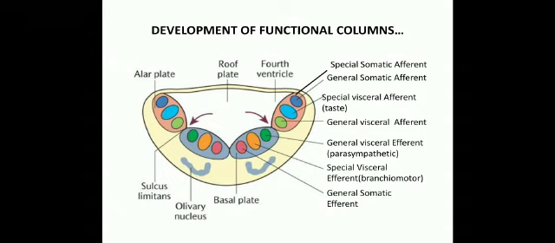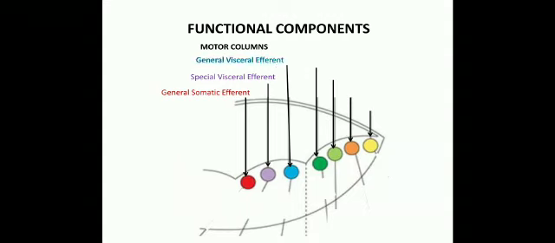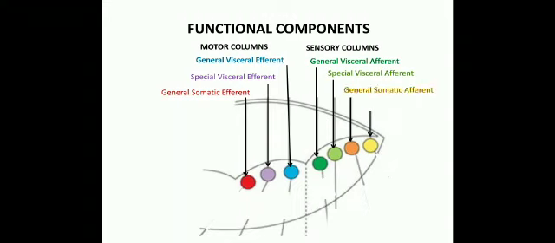So apart from this, an extra special somatic column appears in the most lateral part of the alar lamina to receive the sensations of hearing and balance. So thus there are 7 functional columns in the brainstem. That includes the motor columns, the general somatic efferent, the special visceral efferent, the general visceral efferent. And the sensory columns include the general visceral afferent, special visceral afferent, general somatic afferent and special somatic afferent.